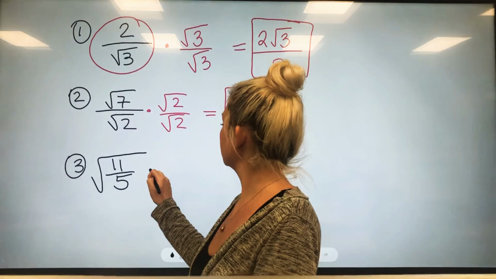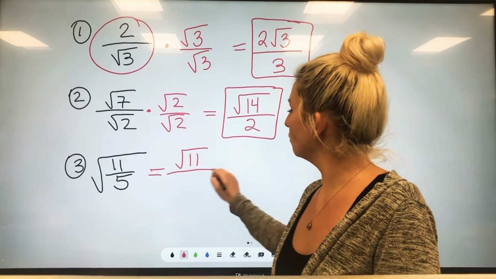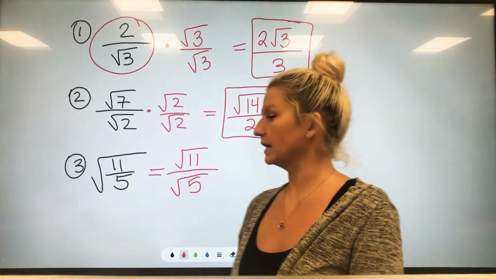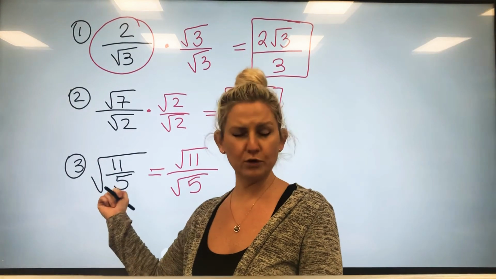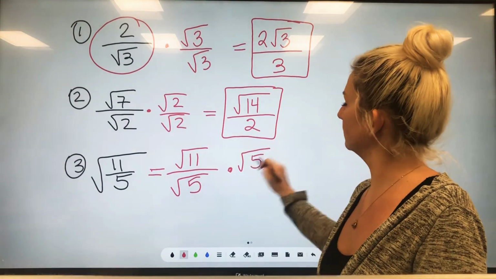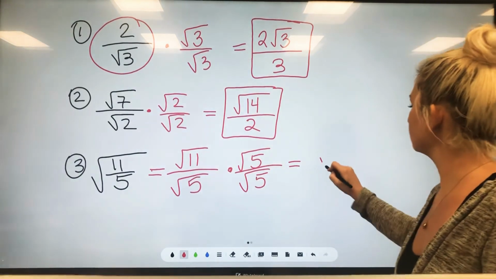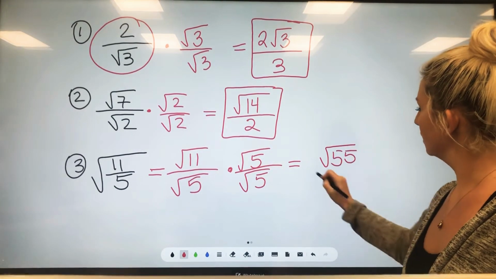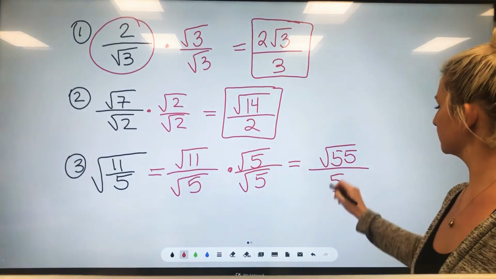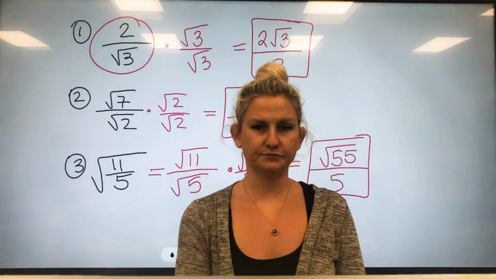And then this one here is equivalent to radical 11 over radical 5, the square root of the numerator over the square root of the denominator. So I'm going to multiply this by radical 5 over radical 5. That gives me radical 55 over 5. So this is equivalent to that.